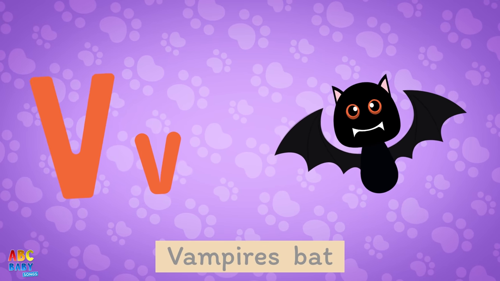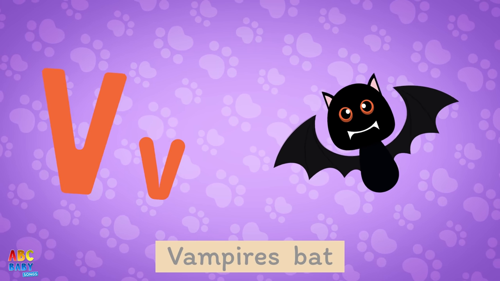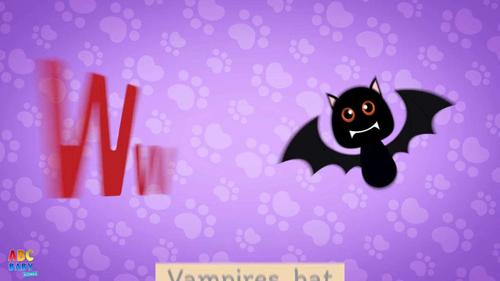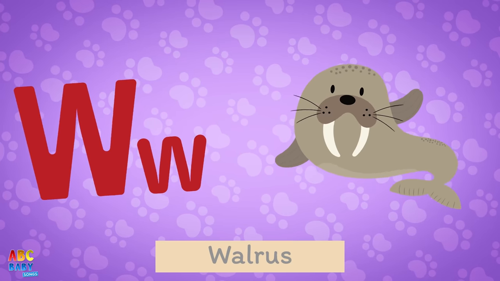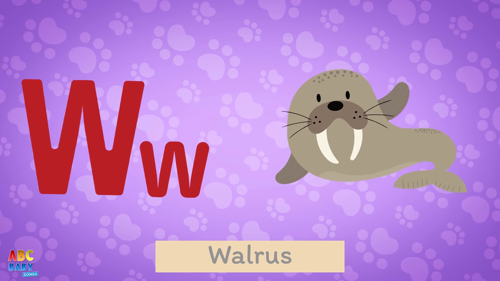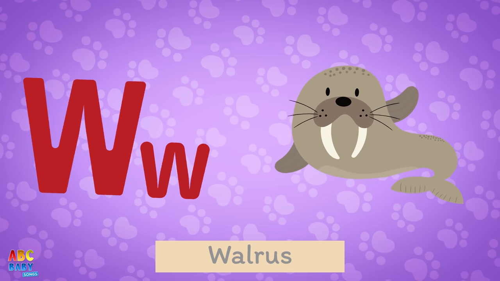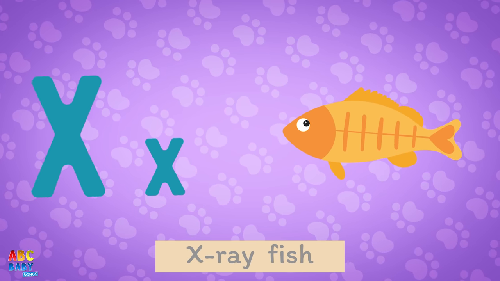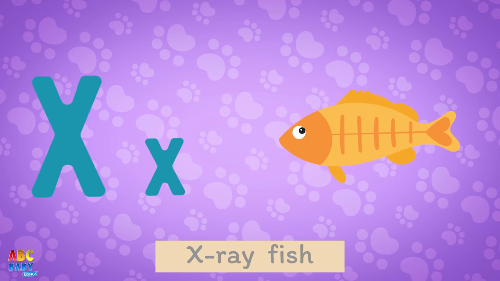V is for vampire bat. V, v, vampire bat. W is for walrus. W, w, walrus. X is for x-ray fish. X, x, x-ray fish.